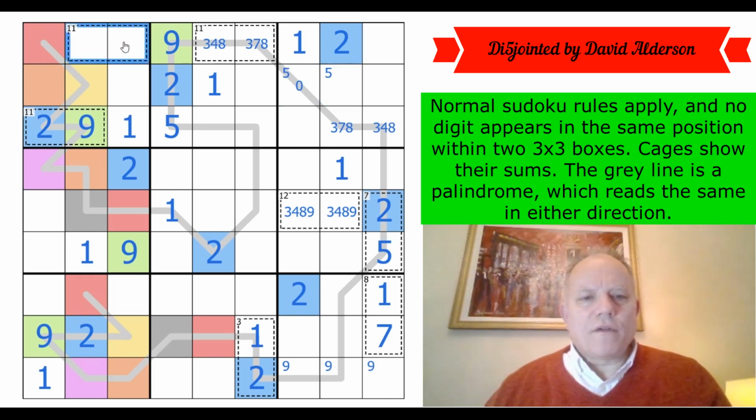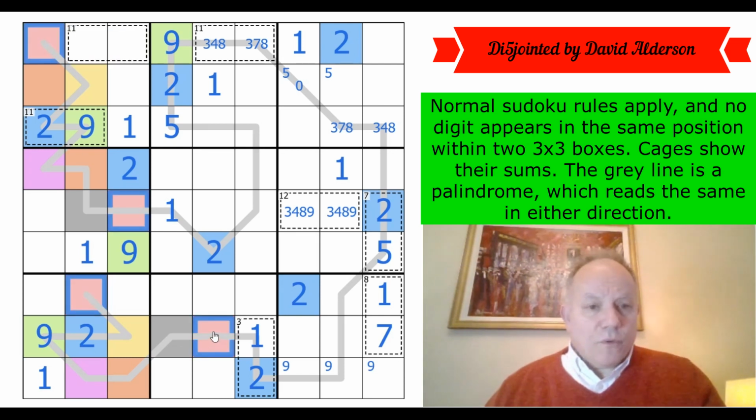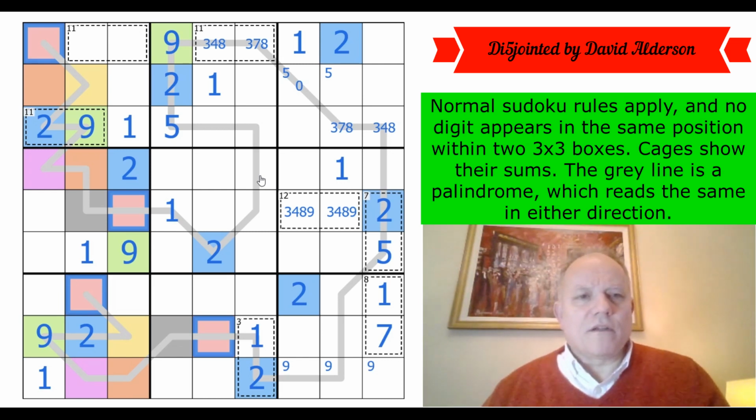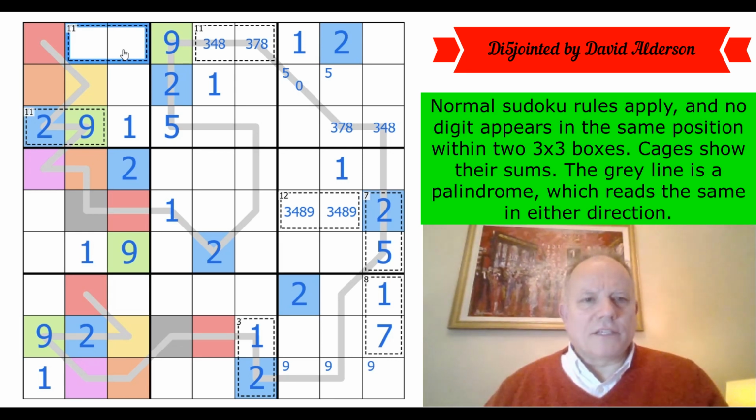Ooh, so it's either there or it's red. Could 5 be red? If all those were 5's, 5 couldn't... It could be on the palindrome. 5 could be red, but it could clearly be in the cage as well. That could be a 5-6 cage. That's not on the palindrome. Oh, come on. 2, 5, 1, 7.